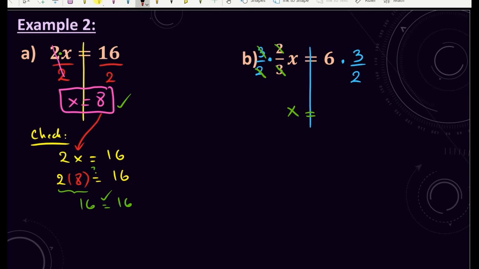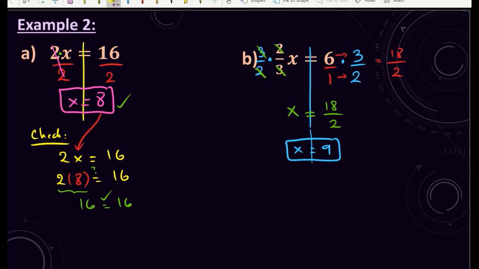You're going to multiply straight across. So 6 times 3 is 18, and 1 times 2 is 2. That will be 18 over 2. And we know 18 divided by 2 will give you 9. x equal to 9 is the correct answer.